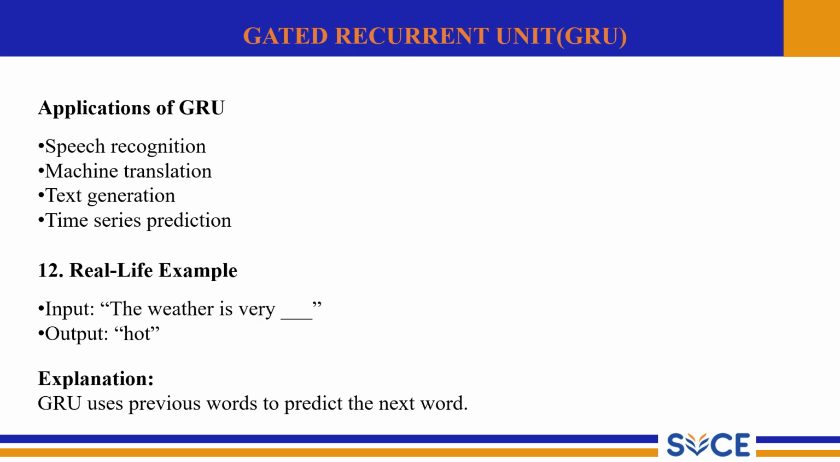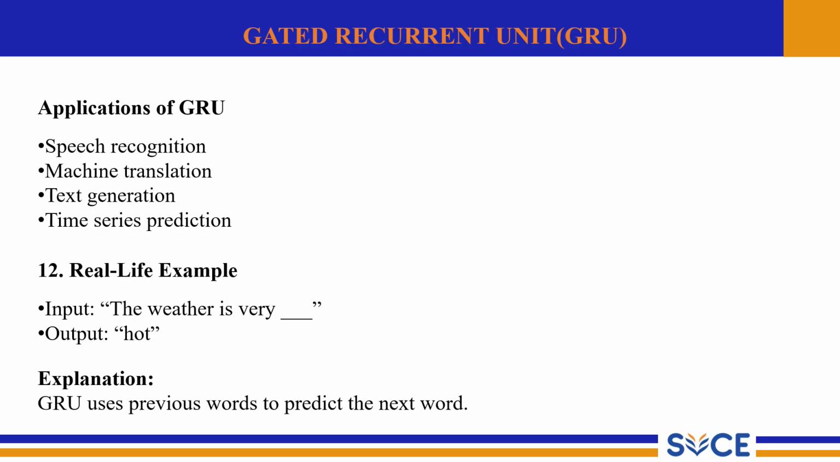Applications of gated recurrent unit. So first one is speech recognition. It is widely used in speech recognition systems where the goal is to convert spoken English into text, and speech is naturally sequential and each sound depends on previous sounds. So GRU helps the model understand these temporal relationships and accurately interpret spoken words.